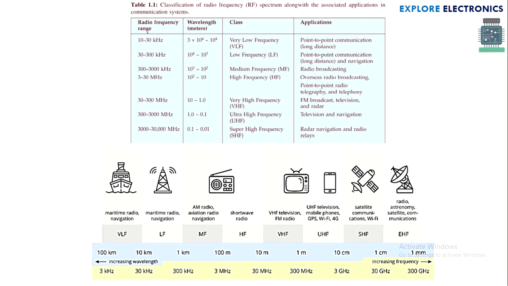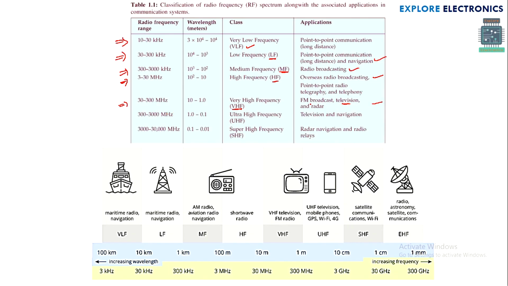Here is the set of radio frequency ranges. You can observe that 10 to 30 kHz is a low radio frequency, which we call VLF, very low frequency. It is used in point-to-point communication. More than 30 up to 300 kHz is used in navigation, and is also called the low frequency class. And 300 to 3000 kHz is called medium frequency. It is used in radio broadcasting. And 3 to 30 megahertz is high frequency, used for overseas radio broadcasting. And 30 to 300 megahertz is VHF, very high frequency, used in television, FM broadcasting and radar.